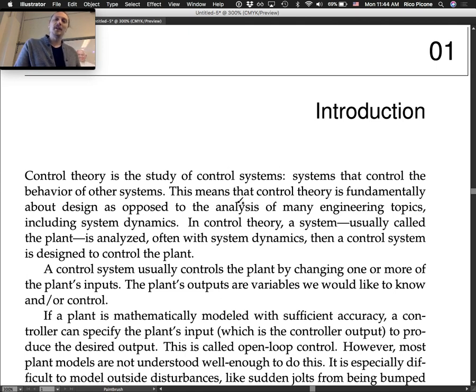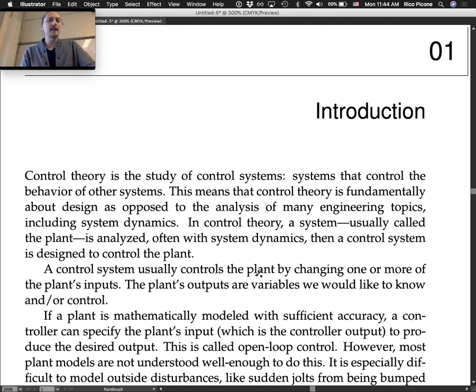This means that control theory is fundamentally about design, as opposed to the analysis of many engineering topics, including system dynamics. System dynamics, dynamic systems, what we've been discussing the whole term, has all been analysis. We've been analyzing systems. There's some opportunity for design in there, and it's an indispensable design tool, but it's been focused on analysis. Now when we do control, we're saying we want this thing to behave in a certain way. This is design.